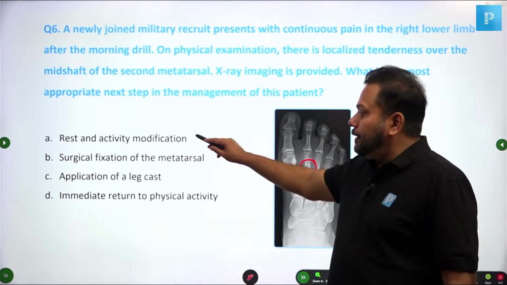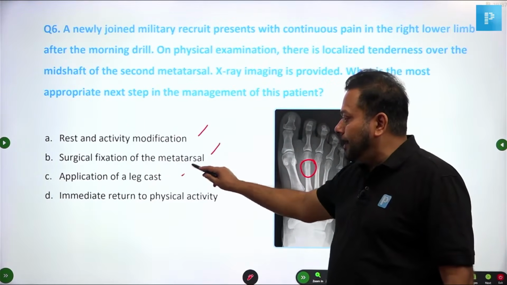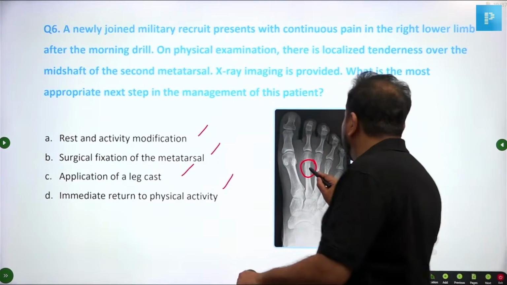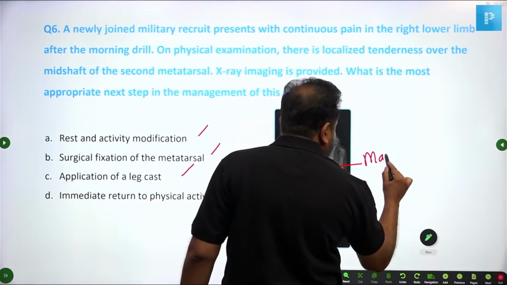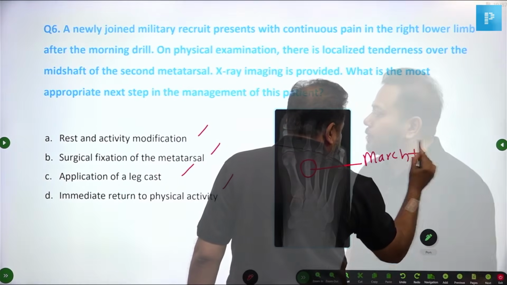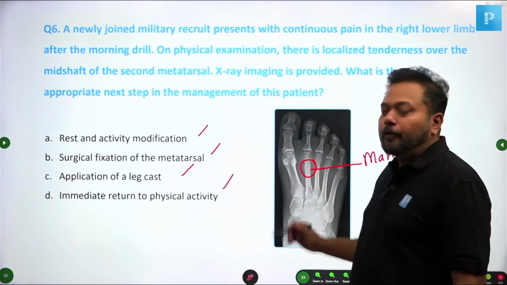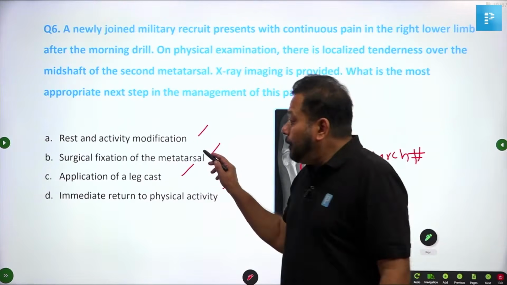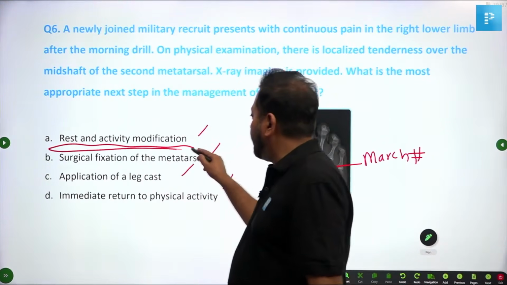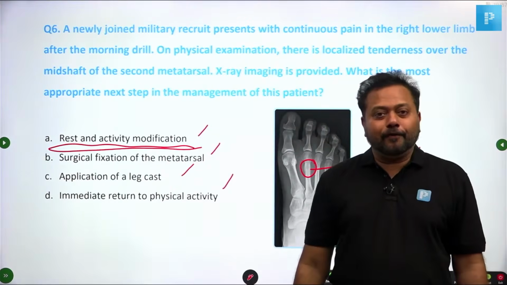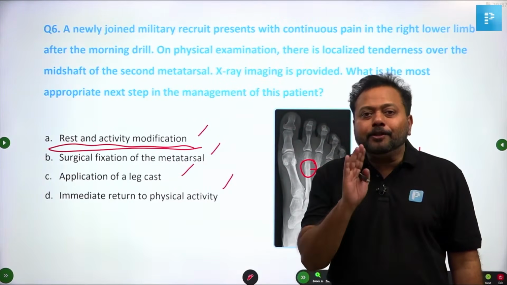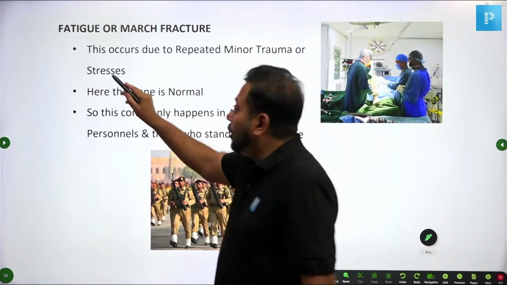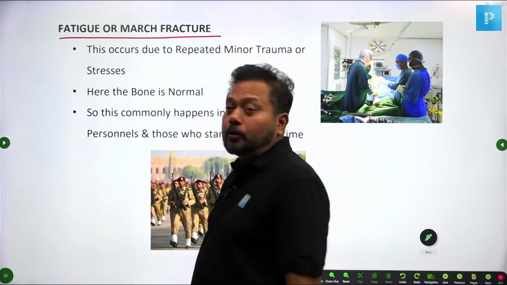Rest and activity modification, surgical fixation, application, immediate return to physical activity. What is the diagnosis? This is called march fracture. And the best thing for a march fracture is to give rest and activity modification. So how much rest you should give? 14 days. This march fracture is otherwise called fatigue fracture.